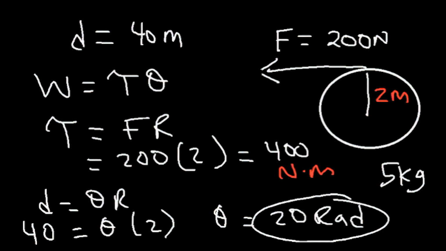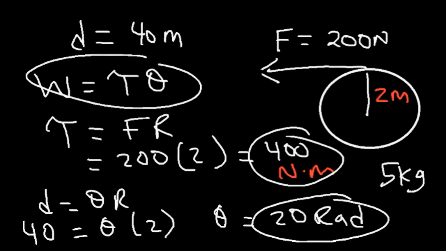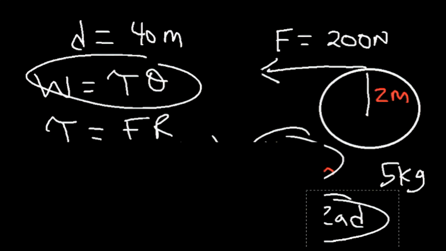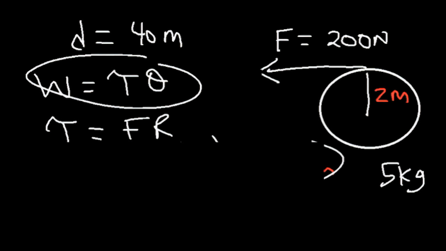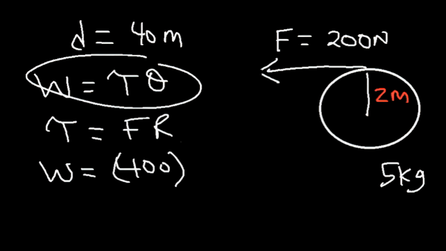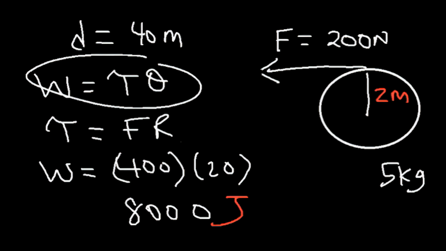Now that we have the angular displacement and the torque, we can calculate the work. The work required to spin the wheel for a total distance of 40 meters. So the torque was 400 and the angular displacement was 20 radians. 4 times 2 is 8, and if you add the 3 zeros you get the same answer, 8,000 joules. So you can find the rotational work by multiplying the torque and the angular displacement.